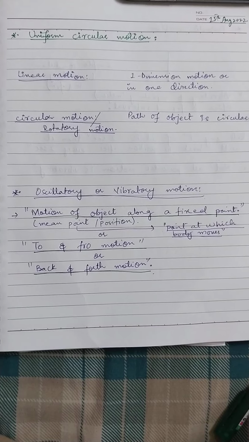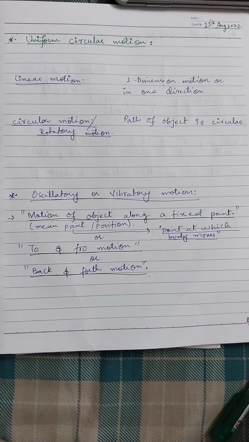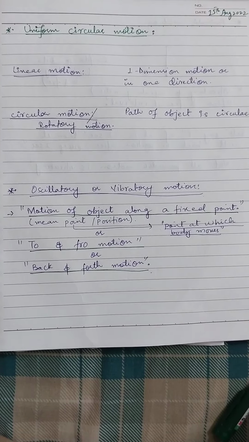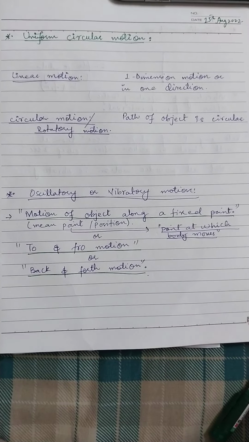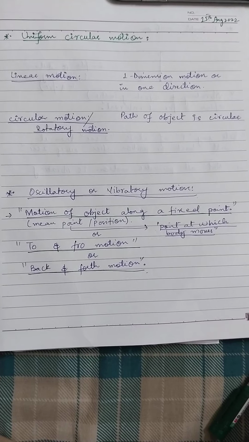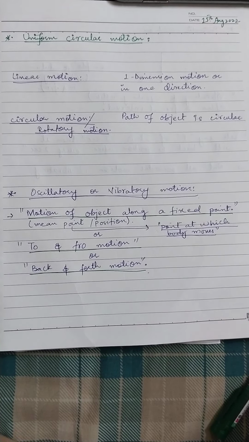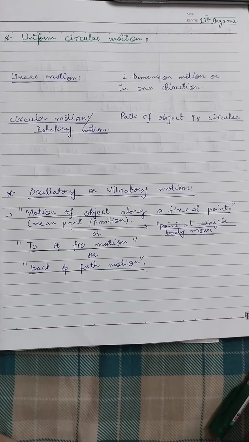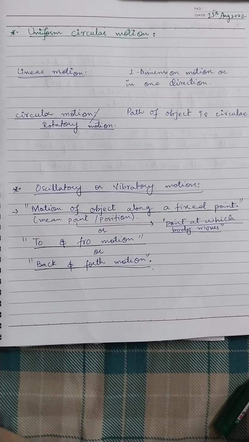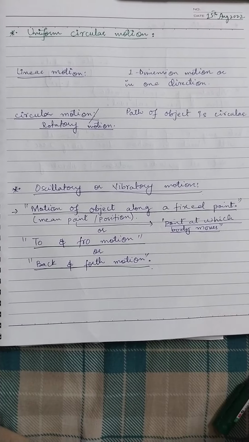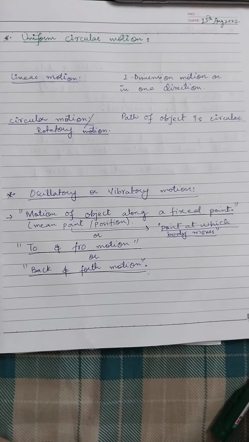The second one is circular motion or rotatory motion. It is called circular motion when the path of the object is circular. Let's suppose you have a thread with a stone attached to it, and you make it move in a circular or rotatory motion. That is called circular or rotatory motion. That is an example of it.